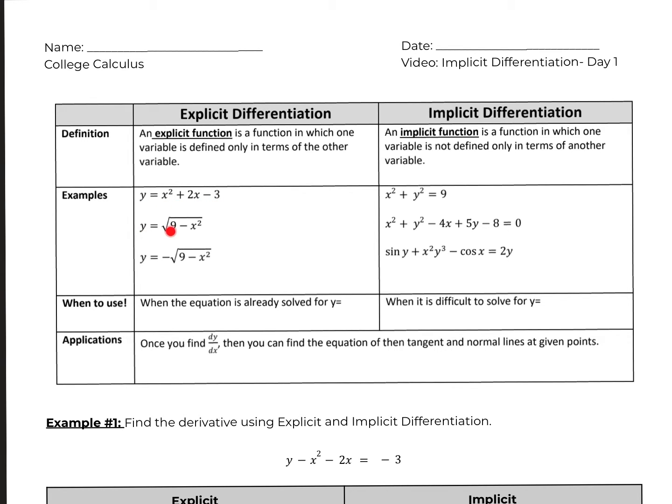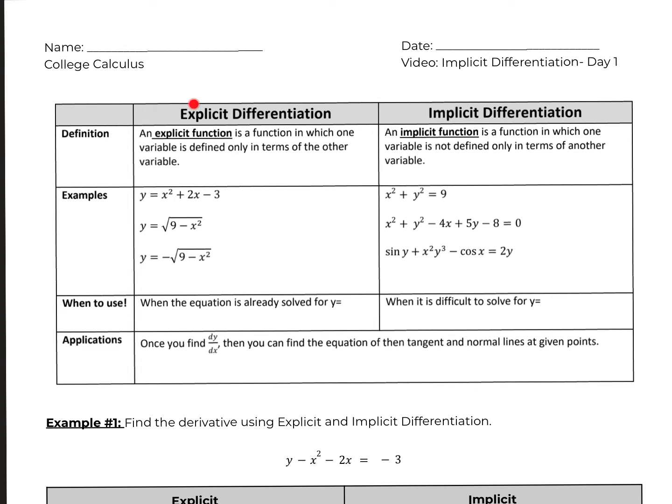Same here, y is defined in terms of x, y equals everything that's equal to x, right? So y on one side, x is all on the other. Implicit differentiation, or an implicit function, is found in which one variable is not defined only in terms of another, meaning we have x squared plus y squared equals 9. So the y is not alone like it is on these three here, right? So it's x squared plus y squared minus 4x, right? Y's are inside here and here. Y's would be here, here, and here, all different places.